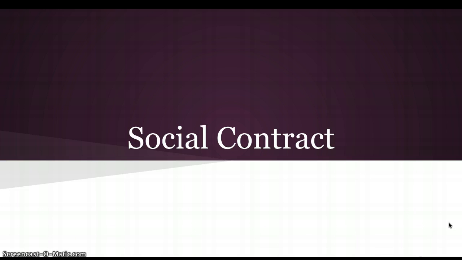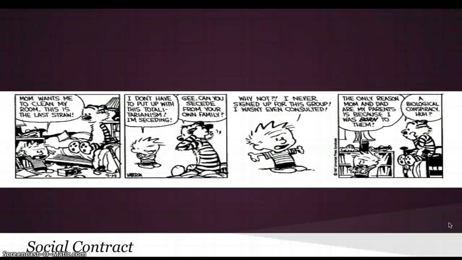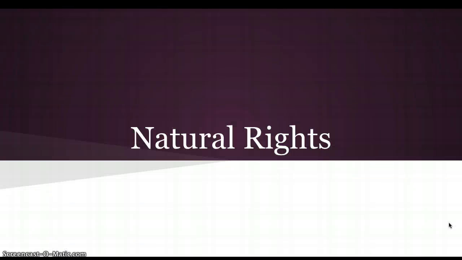The social contract comes out of this idea. It's the agreement in which people create a government. It's not written down. For example, a social contract we have in this class is you agree to work and I agree to grade you fairly. Nowhere is that written down, but that's what we believe. So a social contract, people give up their freedom for order and create this government.